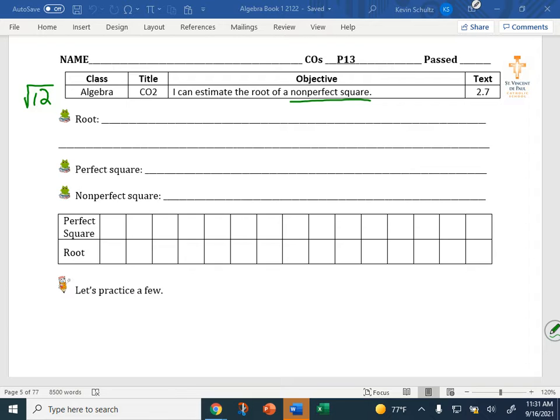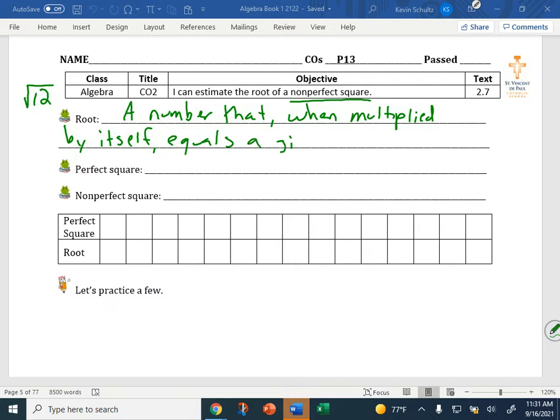Okay, so the definition of a root is essentially a number that, when multiplied by itself, equals a given number. Okay? A number that, when multiplied by itself, equals a given number.